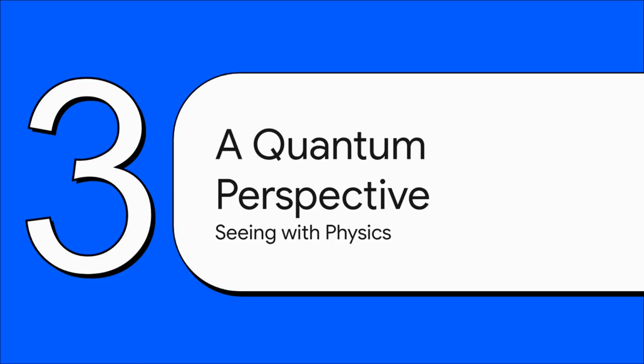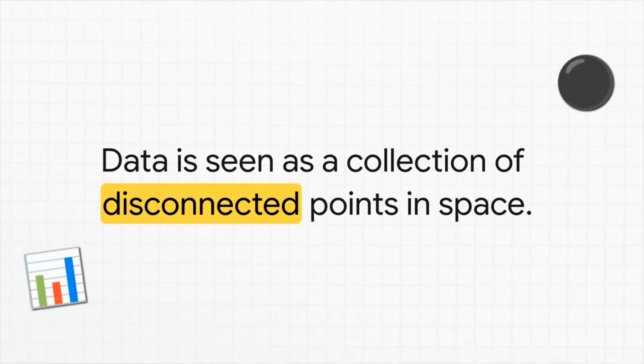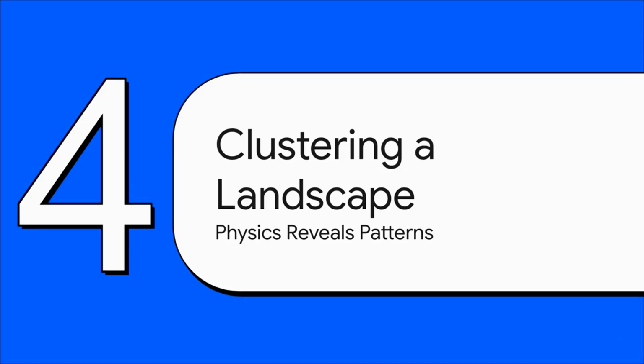Instead of thinking about classical bits, a 0 or a 1, quantum computing uses qubits. Right, and the crucial point here is the principle of superposition. A qubit can exist in multiple states at once, which lets us encode and process information in a fundamentally more powerful way. This lets us move from thinking of data as just a collection of separate points, like this, a simple scatter plot, to thinking of it like this, a continuous wave function, where the peaks represent the areas of high data density.